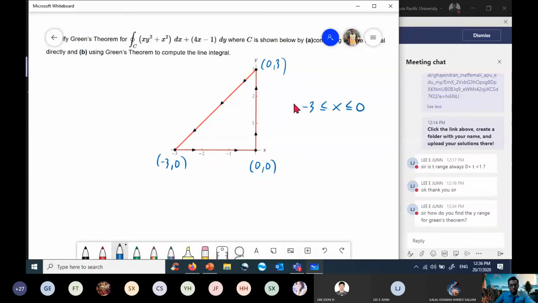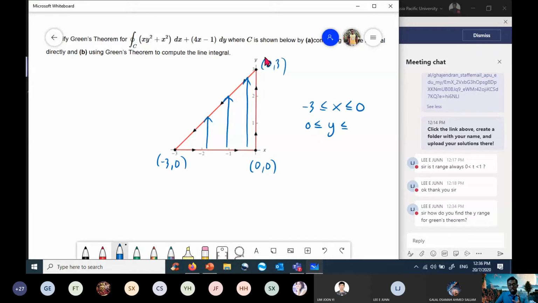The y, however, is from down here until the line here, from here until here, here until here. So the line down here is easy. It's y is equal to 0, right? So we know that the lower bound is easy, but the upper bound is this line. The equation of the line is not given.